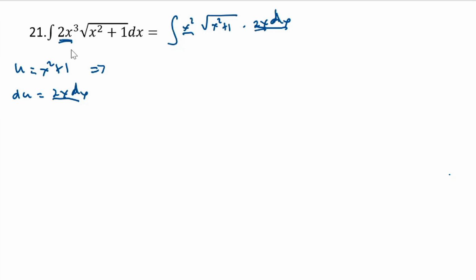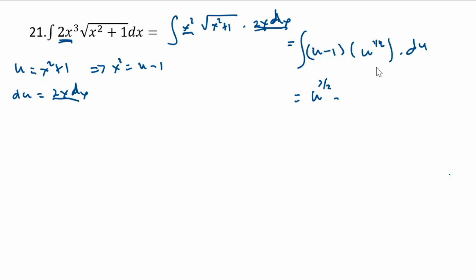Okay, that x squared can now be solved from u equals x squared plus 1. Solving for x squared, it is equal to u minus 1. So by rewriting the given, we can write x squared as u minus 1, times the square root of x squared plus 1, which can be written as u raised to 1 half, times 2x dx, which can be written as du. By multiplying this, u times u raised to 1 half will give us u to the power of 3 halves, minus 1 times u raised to 1 half, which is u raised to 1 half.